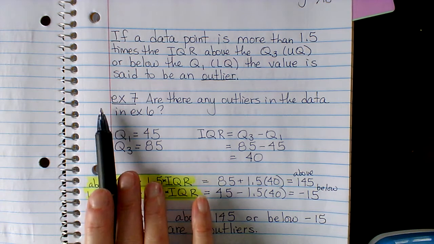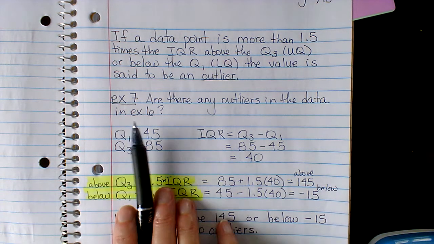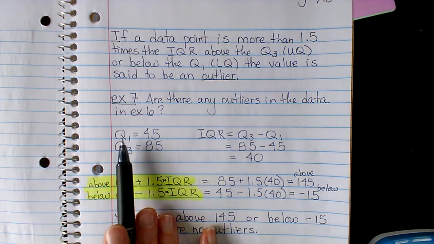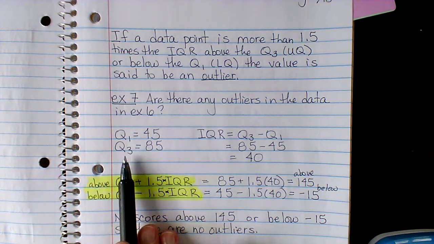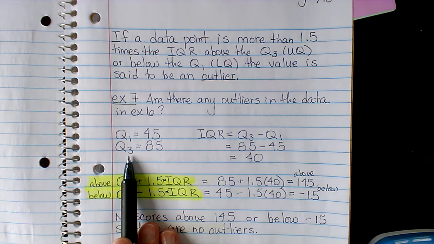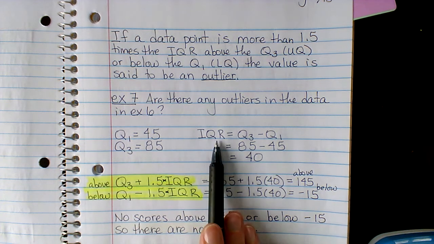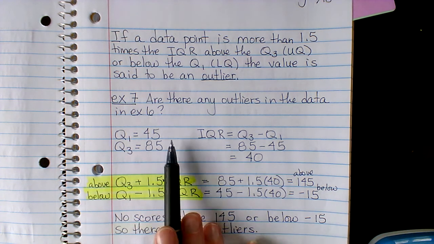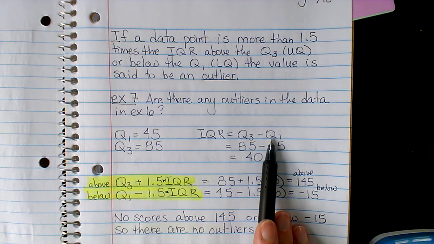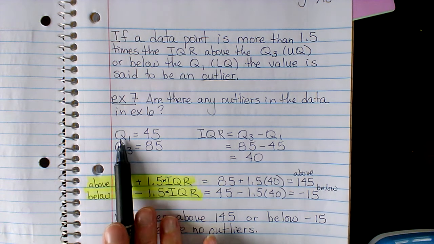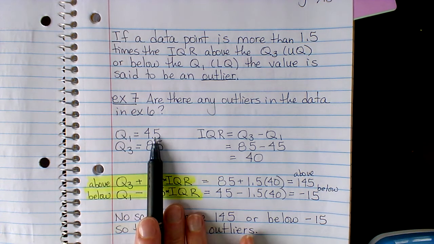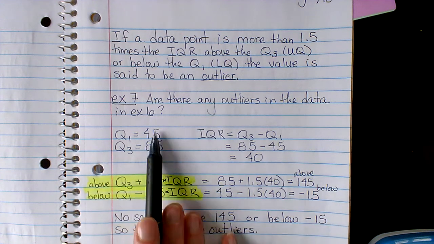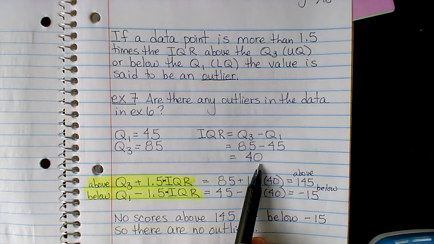Okay. So example 7, are there any outliers in the data for example 6? Here's what we're going to find: the upper and lower quartiles, and then the interquartile range, the IQR. That's just the distance between the quartiles. The lower quartile was 45. We found that from the previous example. The upper quartile is 85. So the difference between these is 40.